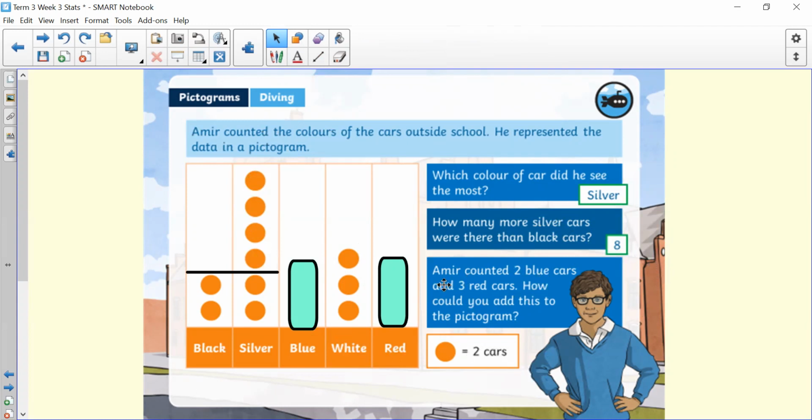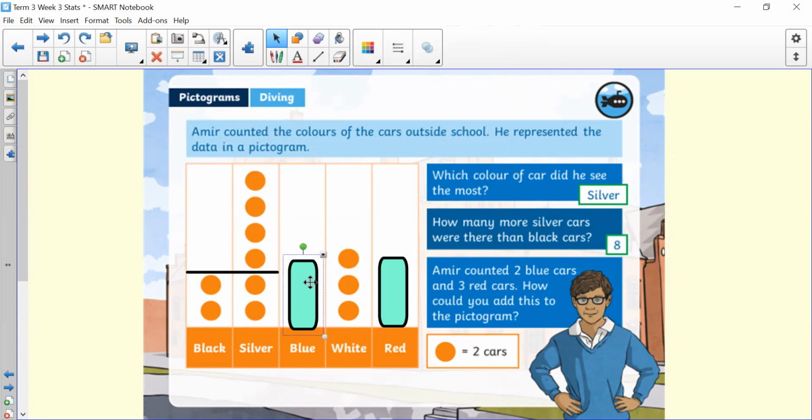Okay, the last one, Emir counted 2 blue cars and 3 red cars. How could you add this to the pictogram? So how many circles? Remember, 1 circle equals 2 cars. So how would you show that? Okay, now for this one, if you want to just have a go at scribbling it down on a piece of paper just so you can check yourself, that's absolutely fine.